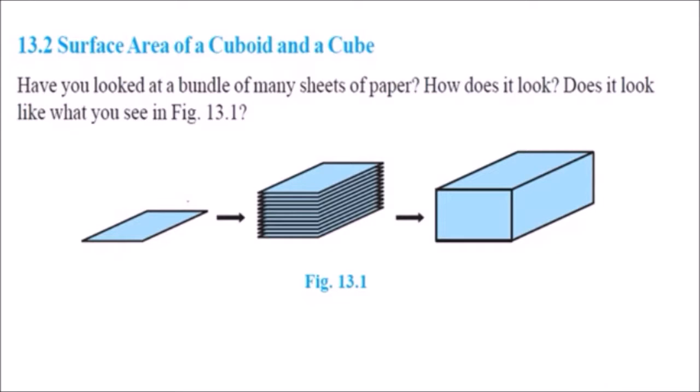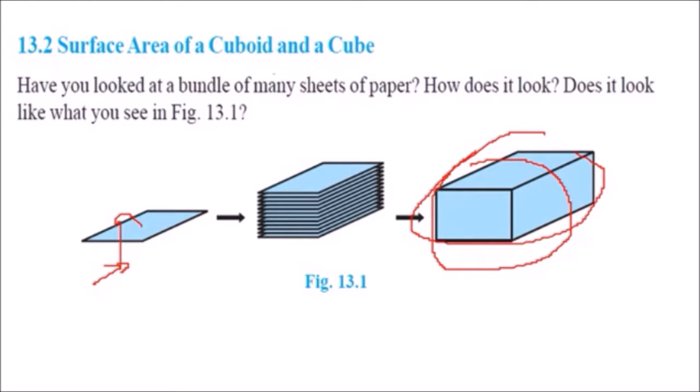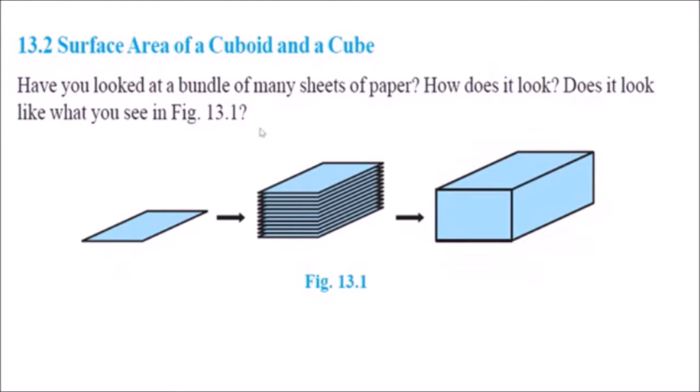Surface area of a cuboid and a cube. Surface area is the total area. If you want to wrap something, it's a surface area because we are talking about the surface. So just consider one sheet of paper, pile it up, and when you pile it up, you make some solid like this, and this is nothing but a cuboid.